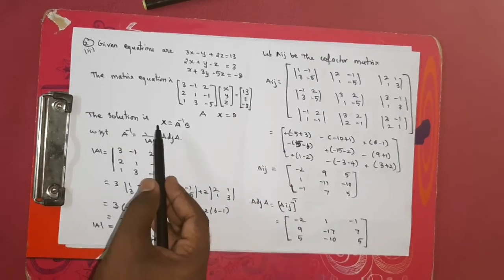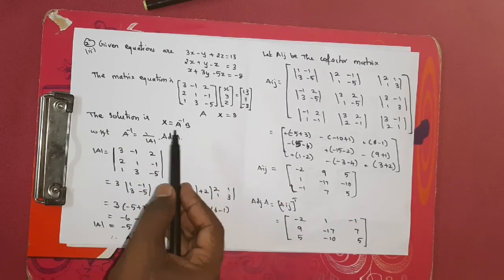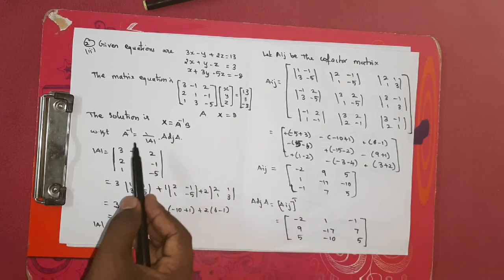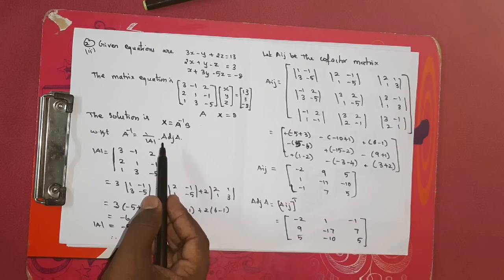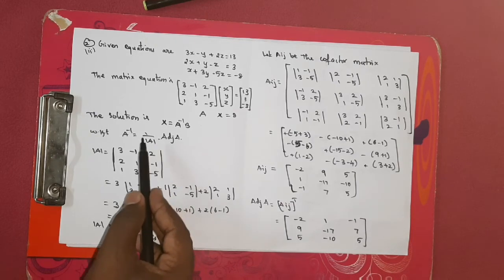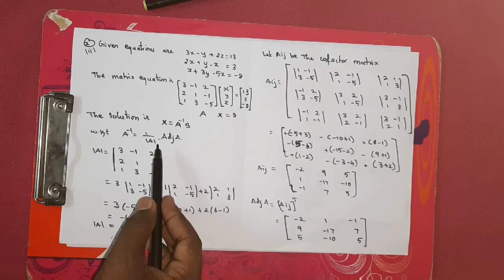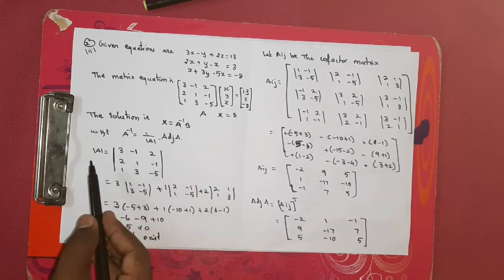So the solution is what? X equal to A inverse B. So for this we need A inverse. The formula for that is 1 by determinant of A into adjoint of A. So in this we have to confirm whether the determinant of A is equal to 0 or not equal to 0. Okay, let's check it.